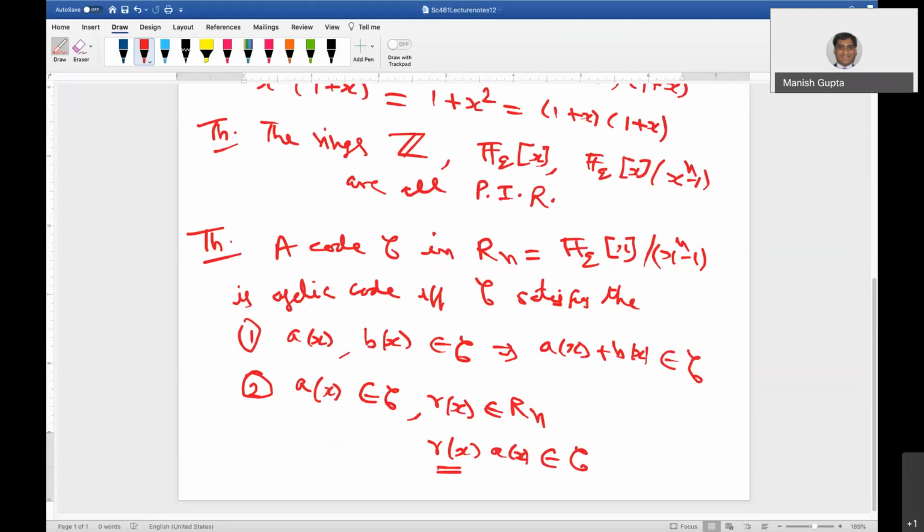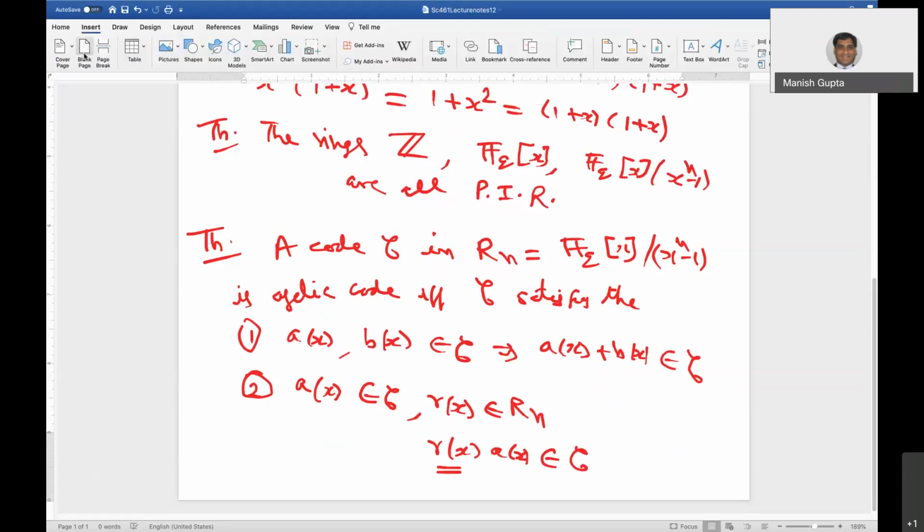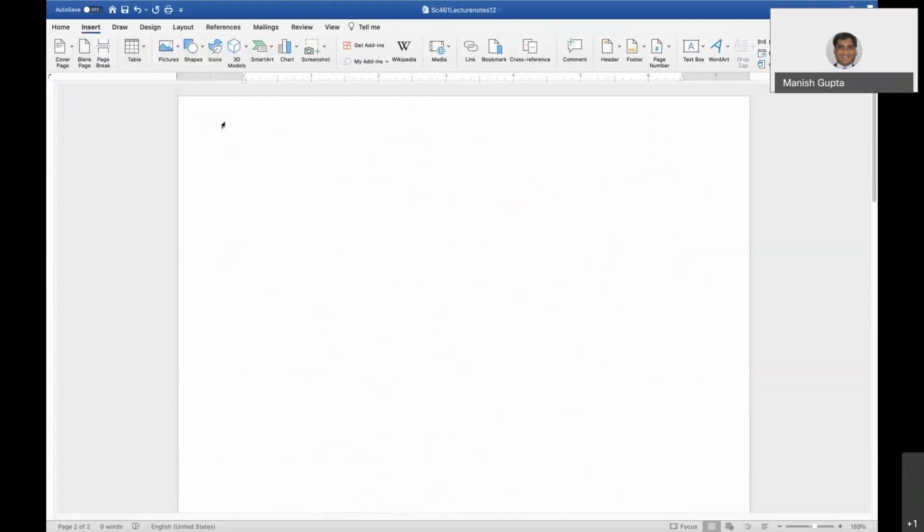Now I am going to give you some basic properties of the cyclic codes. What are the basic properties of cyclic code? The first one, I am describing it as a theorem.